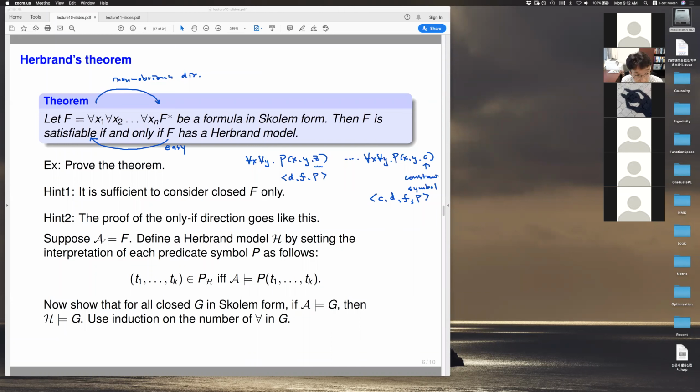Okay, so that's what we have to do. And here, as I said, in the Herbrand model, almost everything is fixed except the interpretation of predicates and the interpretation of variables. But because formula F doesn't have any free variable, the interpretation of a variable doesn't really matter. Whatever you do, it won't hurt. The only thing that matters is the interpretation of each predicate symbol.